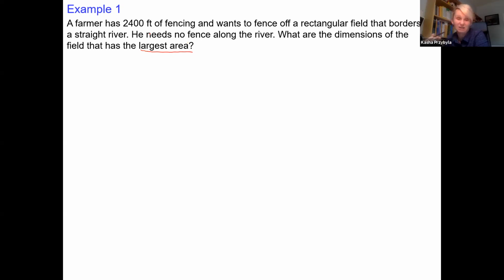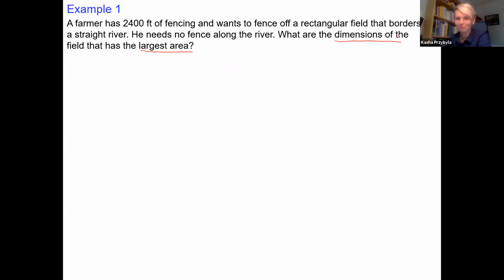It says we have to find the largest area. Actually, no, we don't even have to find the largest area. We have to find the dimensions. What are the dimensions of the field that will give me the largest area?